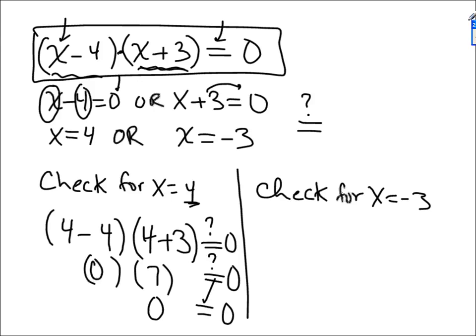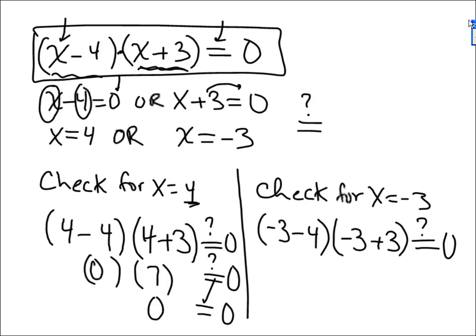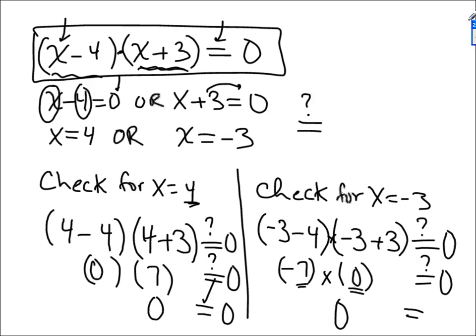Let's try negative 3. Bracket x minus 4, close the bracket. Open the bracket, x plus 3, close the bracket. Does that equal 0? Well, negative 7 times 0. Does that equal 0? Of course it does. As long as one or both of those numbers are 0, the product will be 0. We are multiplying. 0 does equal 0. So we know they're correct. We're multiplying the stuff in the brackets.